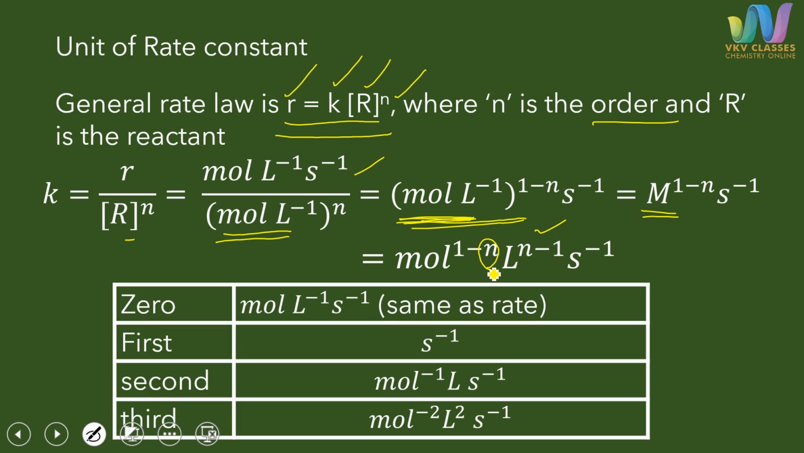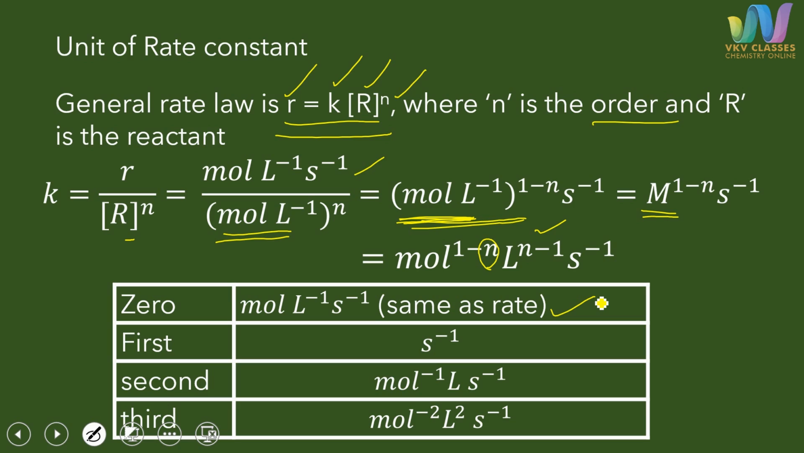For zero order reactions, put n equal to 0. Then you will get mole liter power minus 1 second power minus 1, which is the same as that of rate. This was once asked in the Kerala entrance examination. They gave a very long equation with the K values also given and asked to find the order of the reaction. Here the data given is not at all important. The only thing you have to see is the unit of rate constant.